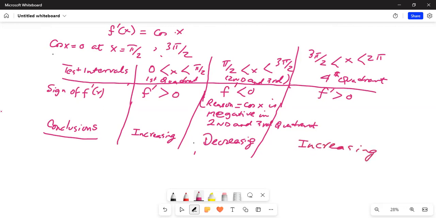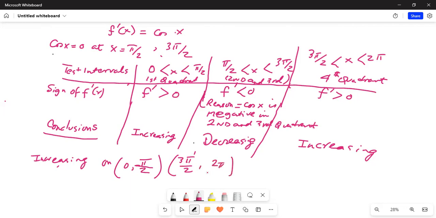Okay, so we can conclude the function is increasing on 0 to pi by 2, and then from 3 pi by 2 to 2 pi, and decreasing on pi by 2 to 3 pi by 2.